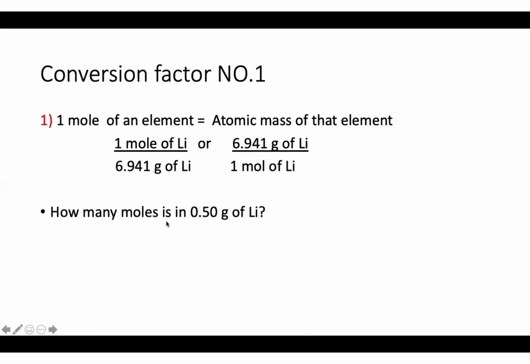So let's do a question. How many moles are in 0.50 gram of lithium? We always start with a given number, as we said for the unit conversion method. Now we should choose between left or right. I should use the one that has gram in the denominator, which is the left one here, and the final answer is going to be 7.2 times 10 to the power of negative 2 mole of lithium.